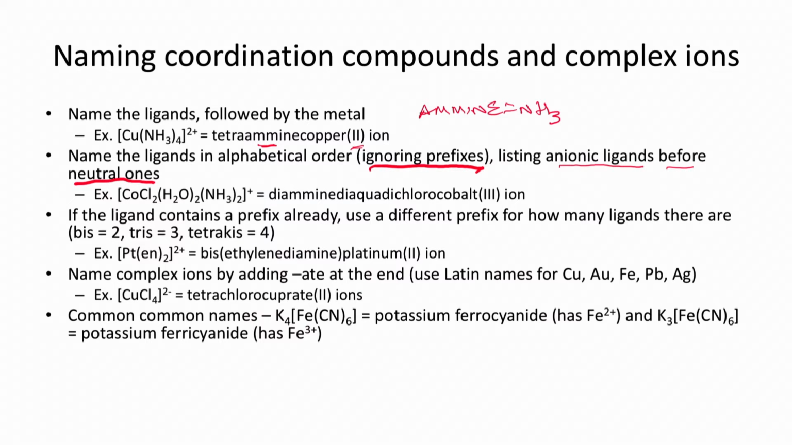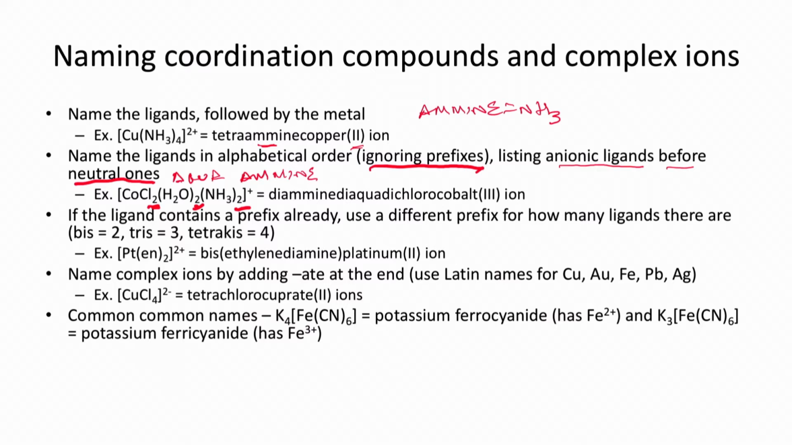Okay, so for example, here's a complex ion that has a cobalt in the middle and some different ligands, right? There's chlorine, there's water, and there's ammonia. So the chlorine is really chloride, right? That's negatively charged. The water is neutral. I call it aqua for water. And the ammonia is neutral, right? I call that amine with 2 M's. Okay, and so this would be diamine, because there are 2 of those, diaqua, because there are 2 of those, dichloro, cobalt(III) ion.